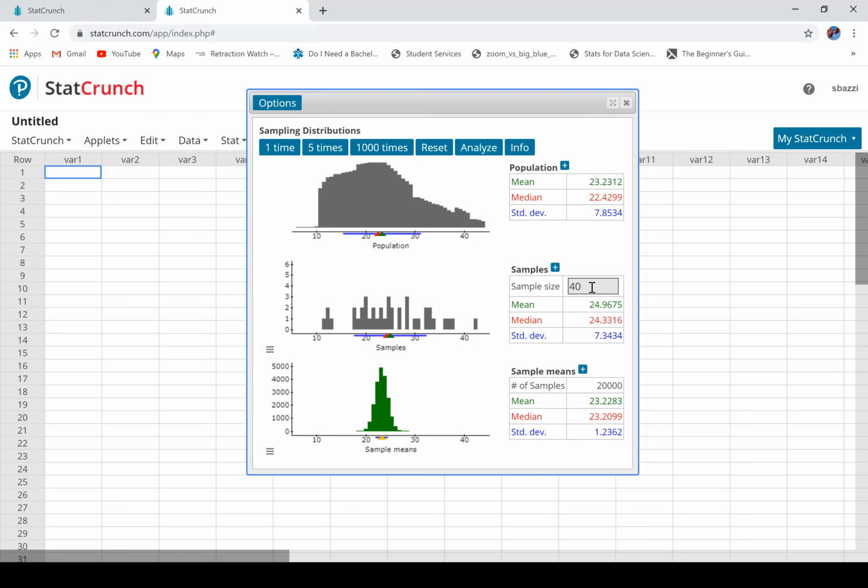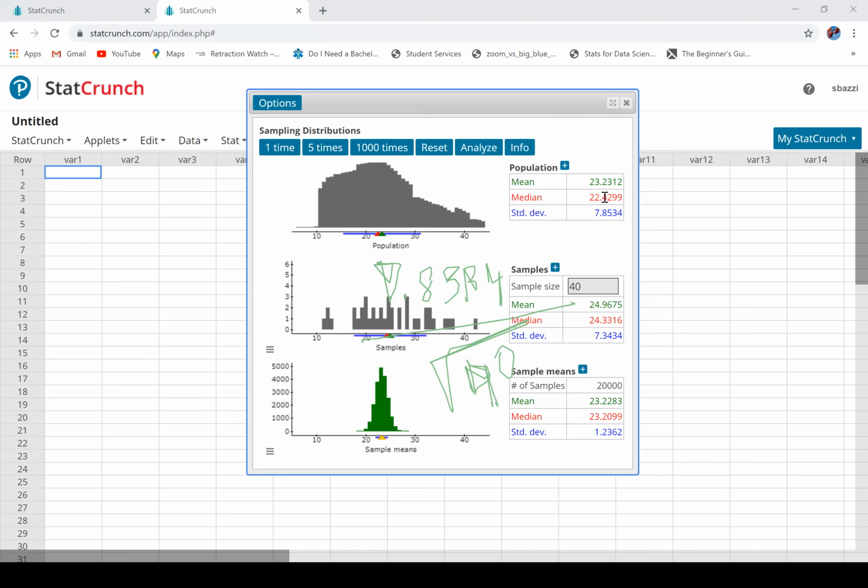Whether you're going to get 1.2362 or not. So let's do that. I'd like you to do 7.8534 divided by square root of 40. Someone give me an answer. Let's see. This is the algebra that I want you to do.